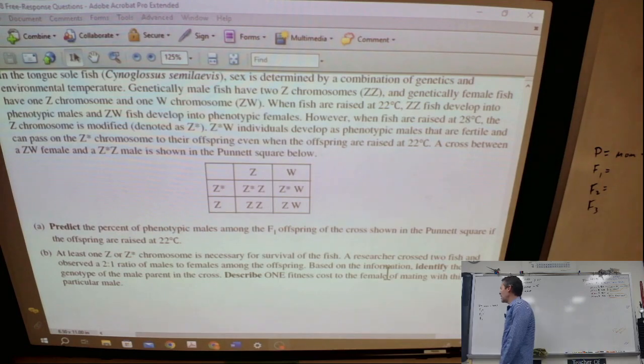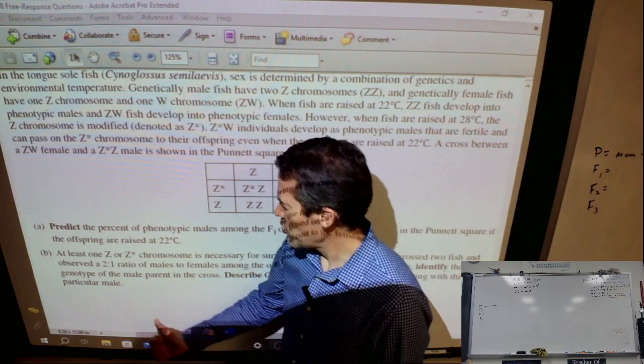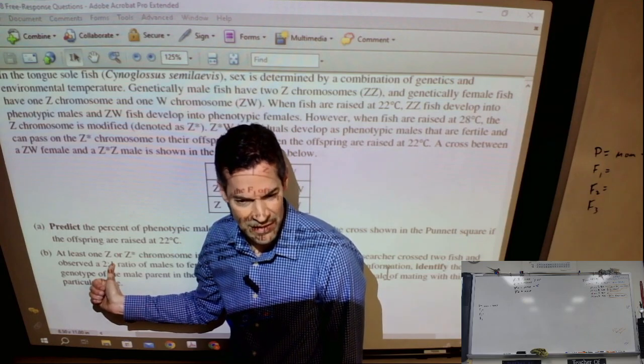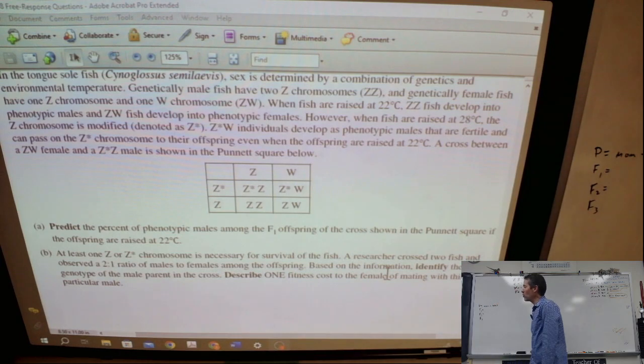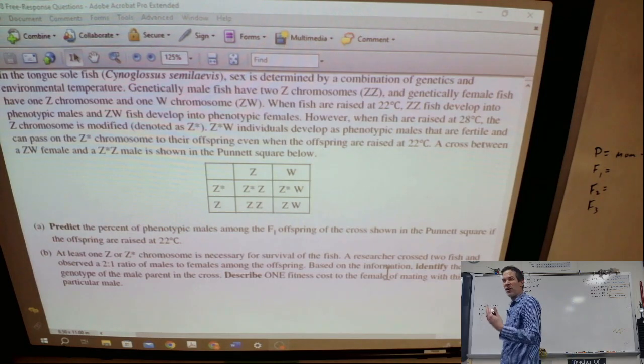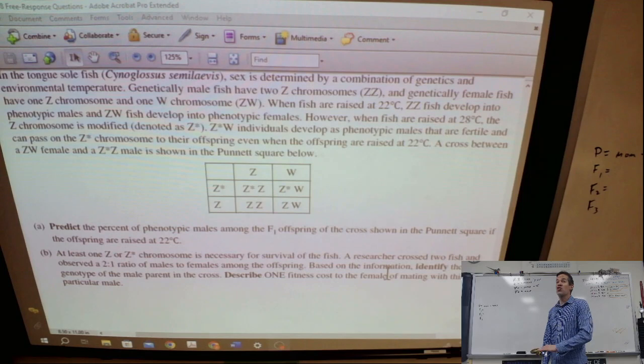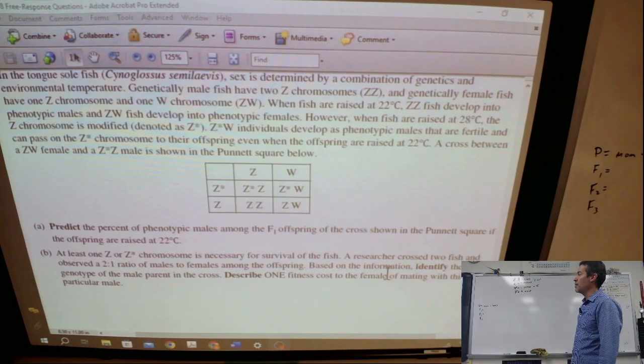All right, part B. How did they come up with this 2-to-1 ratio with a 4-square Punnett square? There was death. It says at least one Z or Z star chromosome is necessary for the survival of the fish. That's kind of like with humans, you have to have an X. The X chromosome has genes on it for brain, heart, lungs, whatever. You don't have to have a Y. Females don't have a Y. But if you had just a Y, you won't make it. So you have to have an X as a human. Apparently, these tongue sole fish, whatever that is, have to have a Z.